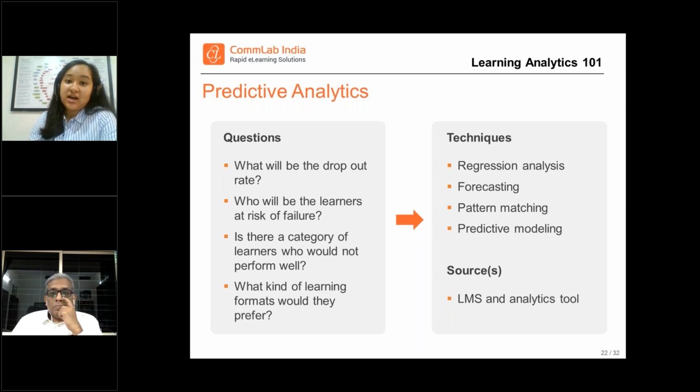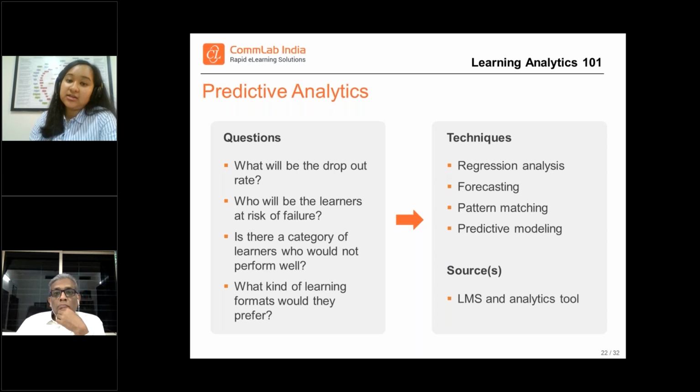So these answers or these predictions are certainly a plus point for all the L&D managers, because your learners are going to have a very smooth learning experience, and this sure helps and also reflects in the outcomes later on. Now, predictive analytics uses techniques such as regression analysis. It uses forecasting. You also have pattern matching. Predictive analytics also uses predictive modeling to get you all these answers.